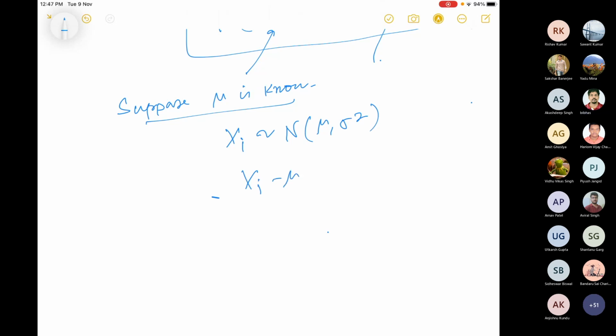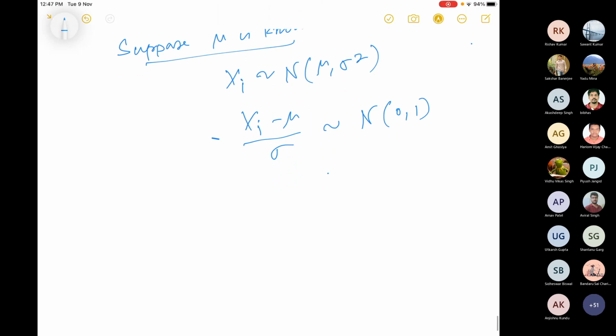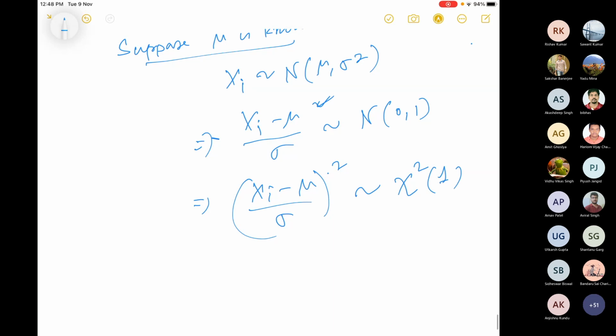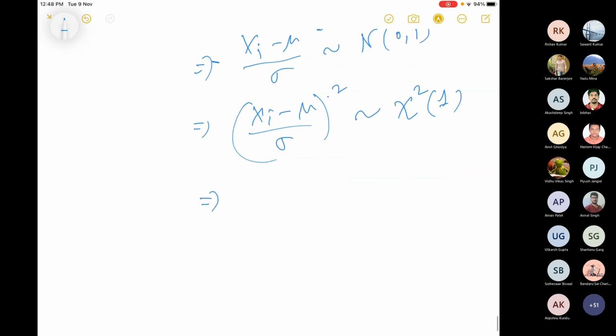Then (xi minus mu) by sigma is standard normal. Then (xi minus mu by sigma) whole square, what is its distribution? If it is standard normal, then the square of it is chi square with 1 degree of freedom. This we proved. And then if we take the sum of it.